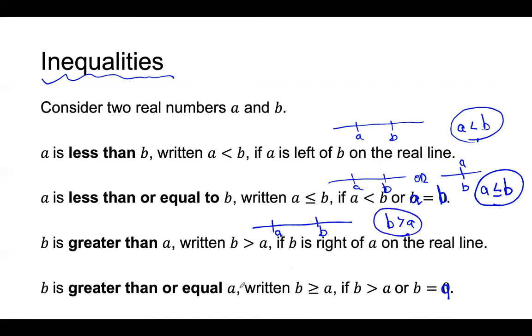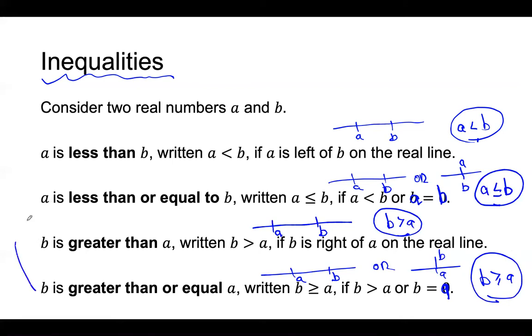And what about B is greater than or equal to A? So we draw the picture again. Or B is equal to A. So it just means B is equal to A. So B is greater than or equal to A. So these are basically the same picture. And these are basically the same picture.